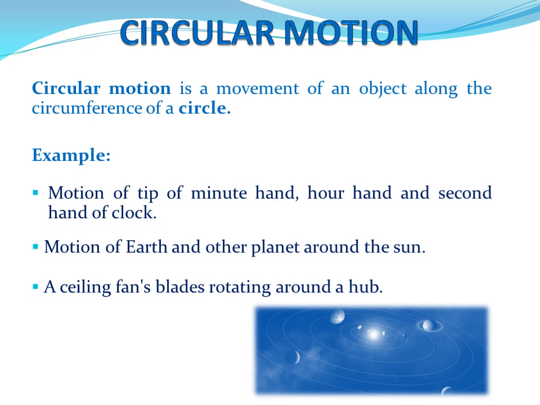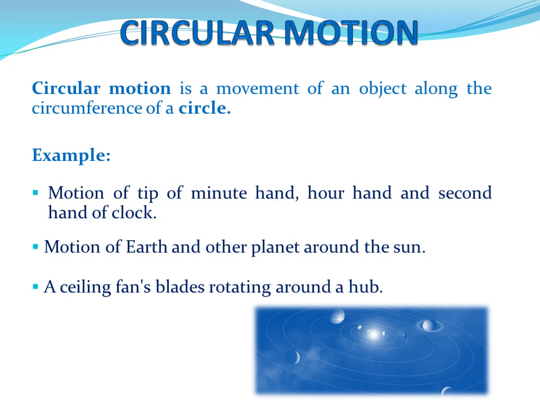In physics, we learn so many types of motion like oscillatory motion, linear motion, translatory motion, and many more. But in this topic, we learn about circular motion. Circular motion is a movement of an object along the circumference of a circle.